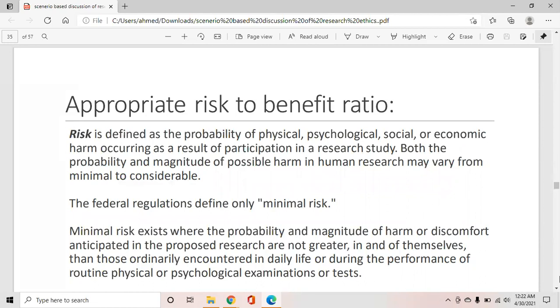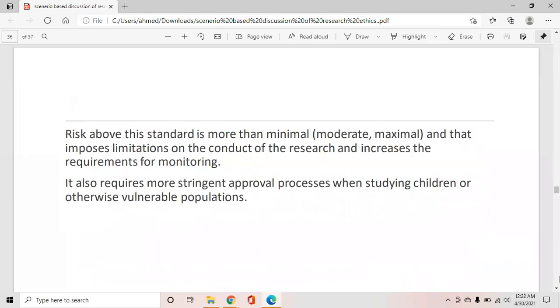Minimal risk exists where the probability and magnitude of harm or discomfort anticipated in the proposed research are not greater in and of themselves than those ordinarily encountered in daily life or during the performance of routine physical or psychological examinations or tests. Risk above this standard is more than minimal, moderate or maximal, and that imposes limitations on the conduct of research and increases the requirement for monitoring. It also requires a more stringent approval process when studying children or otherwise vulnerable populations.